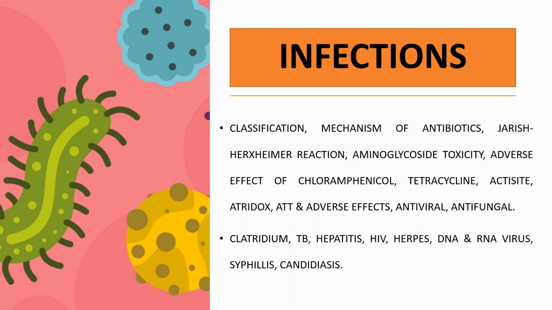So first topic, infection. We have already gone through the antibiotic topics earlier, so you have to brush up all the things which you studied in antibiotics. Along with that, you have to cover the infection as well. So you have to read classification, mechanism of antibiotics, Jarisch-Herxheimer reaction, aminoglycoside toxicity, adverse effects of chloramphenicol, tetracycline, what is an antacid, antidotes, anti-tubercular drugs and adverse effects, antiviral and antifungal drugs. These are things which you would have already studied under antibiotics.